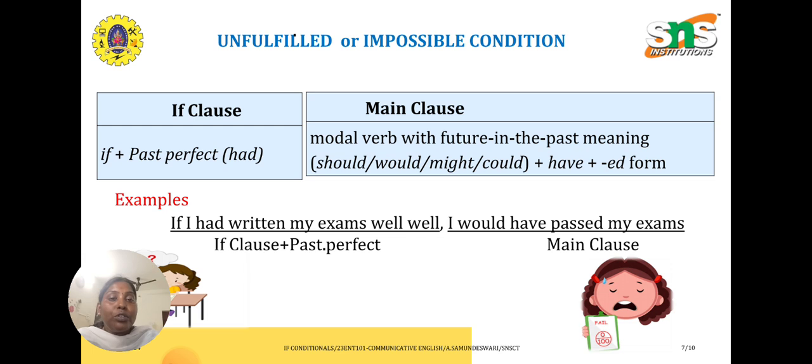What you are supposed to do: if I had written my exams well, so while performing the test, if you have done it well, you can get that result. If you don't perform well, this will be the result. That's why it is named unfulfilled or impossible condition. Here I have given the structure to form a sentence. Being an impossible condition, in the if part you use had along with V3. In the main clause you use the future past along with have plus V3 structure.